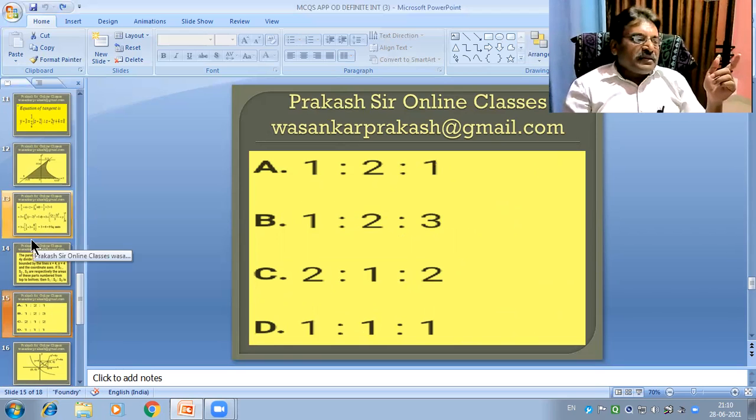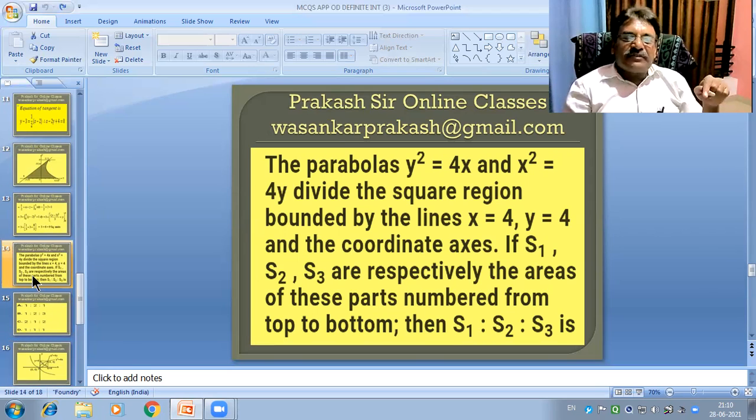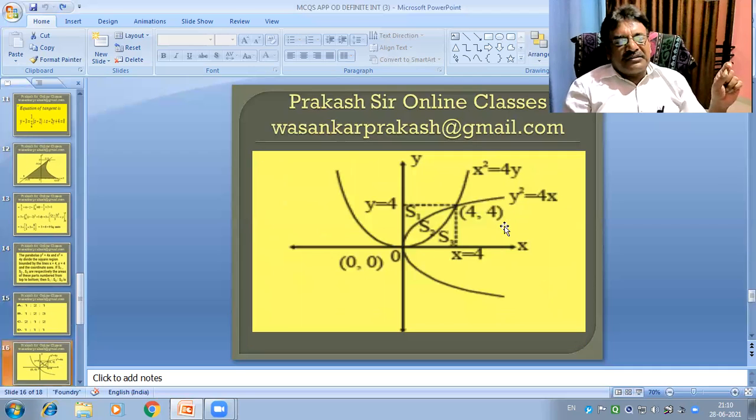The first parabola, y square equals 4x, is open towards the positive x direction. x square equals 4y is open towards the positive y direction. Then we draw the lines x equals 4, y equals 4. We roughly sketch this figure. So here we draw, this is the parabola y square equals 4x, that is open towards the positive x direction. This is the parabola x square equals 4y.